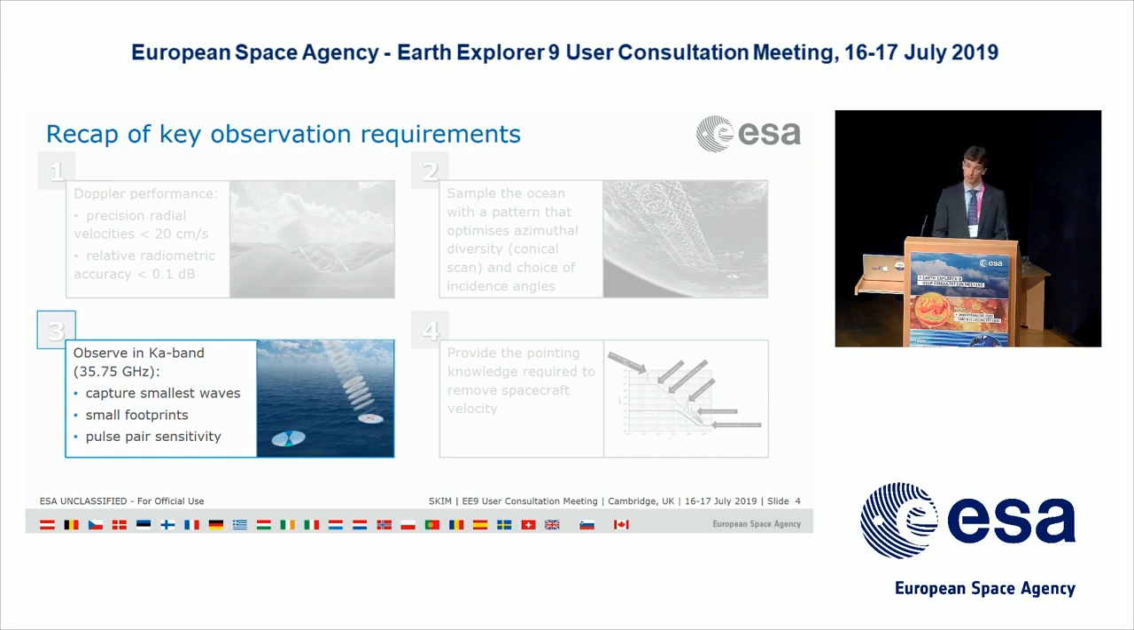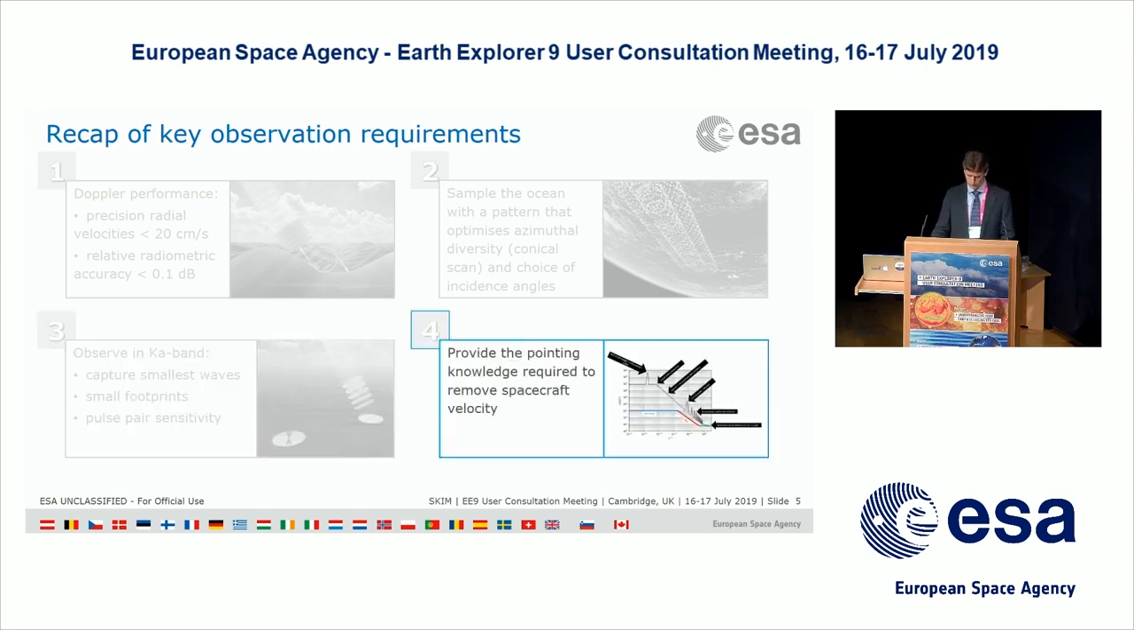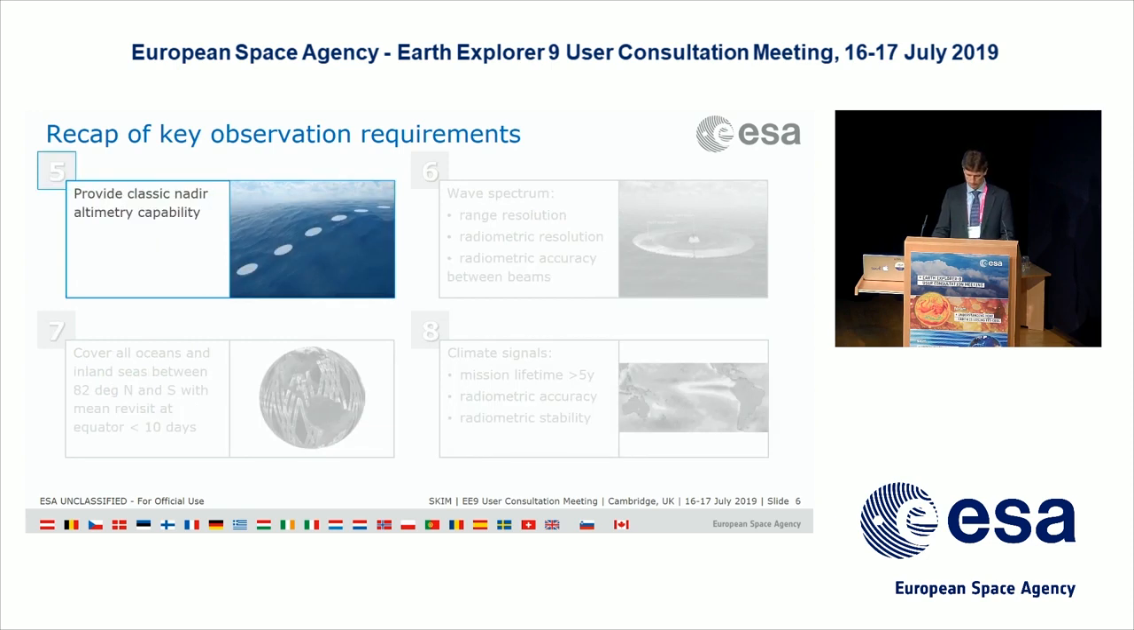Then we have to subtract our own spacecraft velocity from the velocities that we are measuring. And this depends on the projection. So for this, we need a very good pointing knowledge of our radar. Because we need this over timescales of interest, these requirements are expressed as a spectrum. But SKIM is not only about measuring velocities. It is also a very good altimeter. And our nadir altimetry requirements are on a par with those for reference altimetry missions.